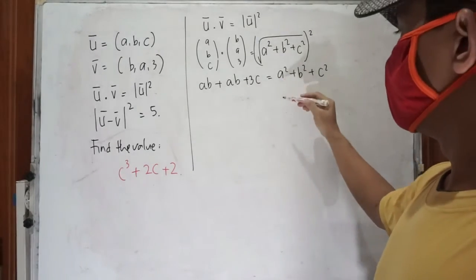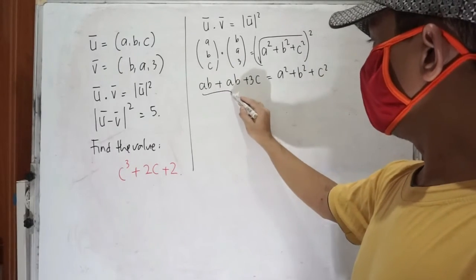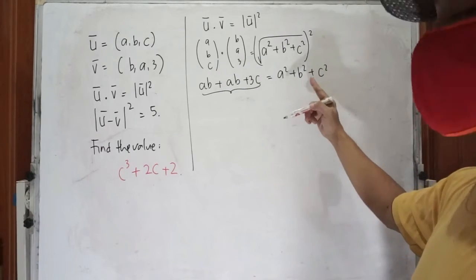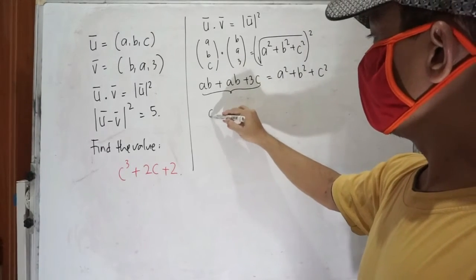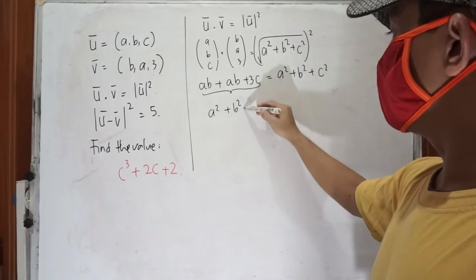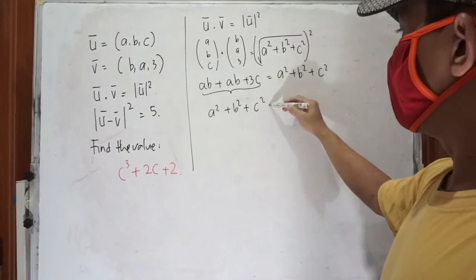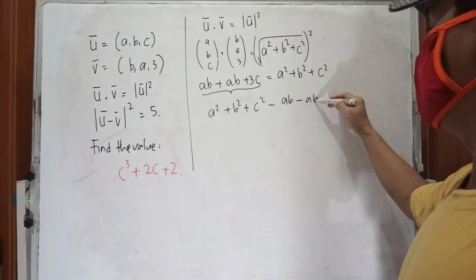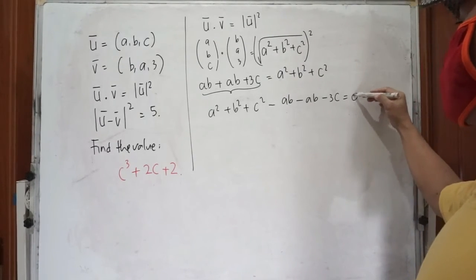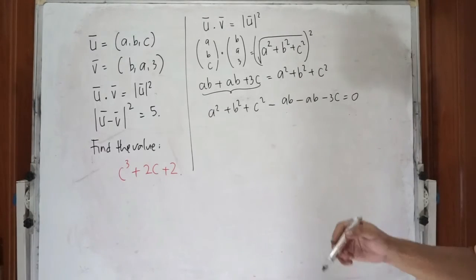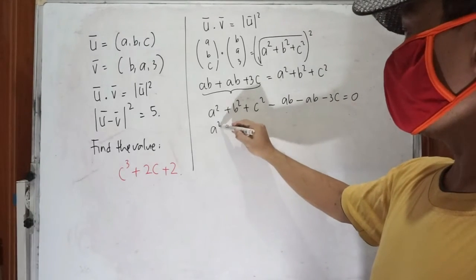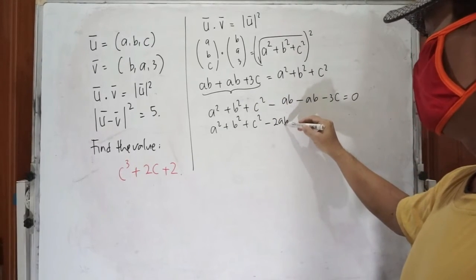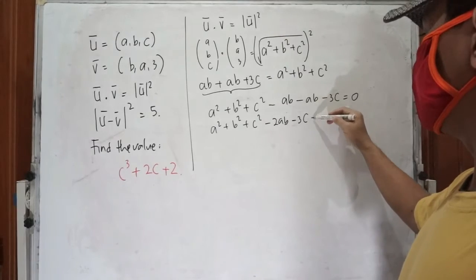So, all these items move to the right side. Make it 0. So, A square plus B square plus C square minus AB minus AB minus 3C equals 0. Alright, so you can simplify: A square plus B square plus C square minus 2AB minus 3C equals 0.